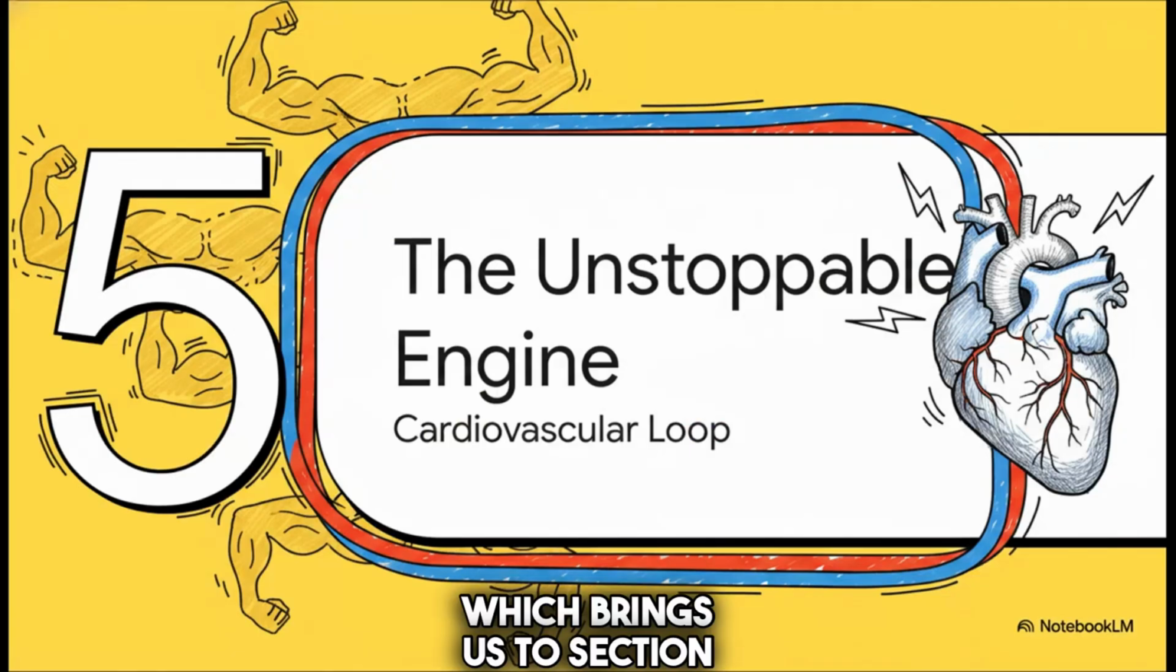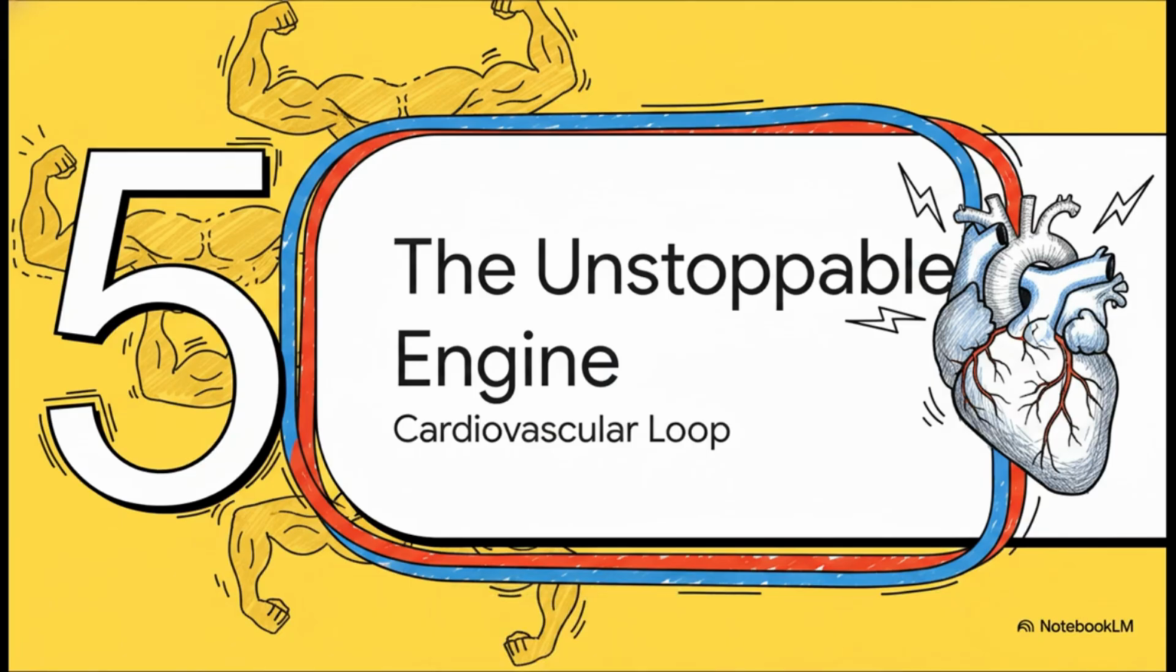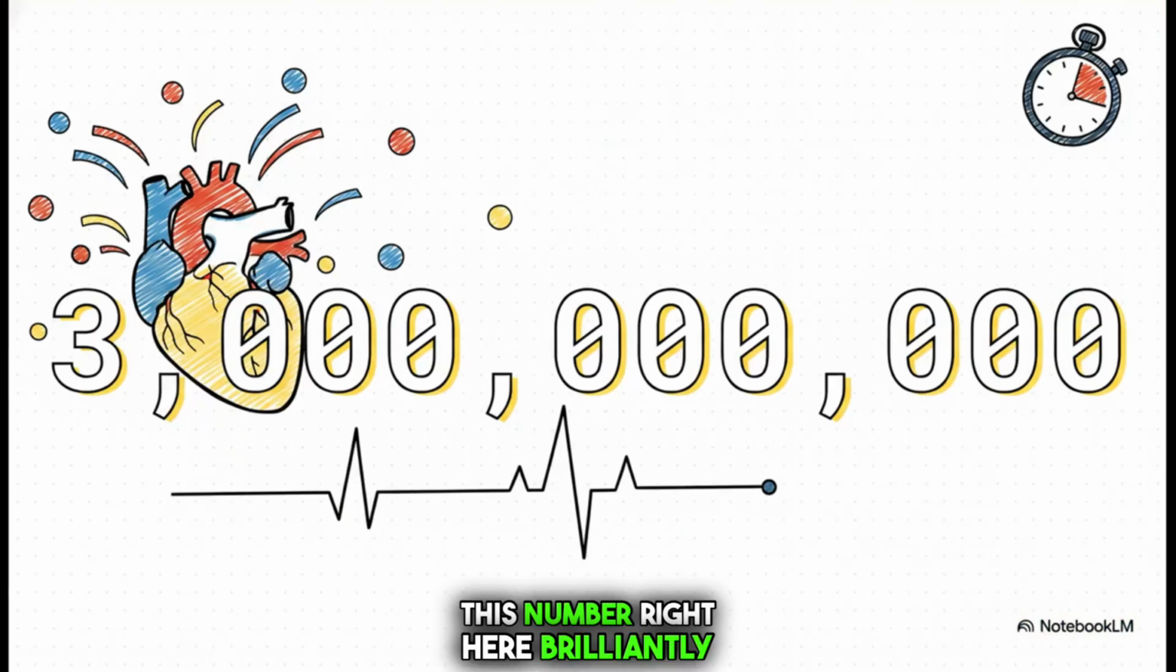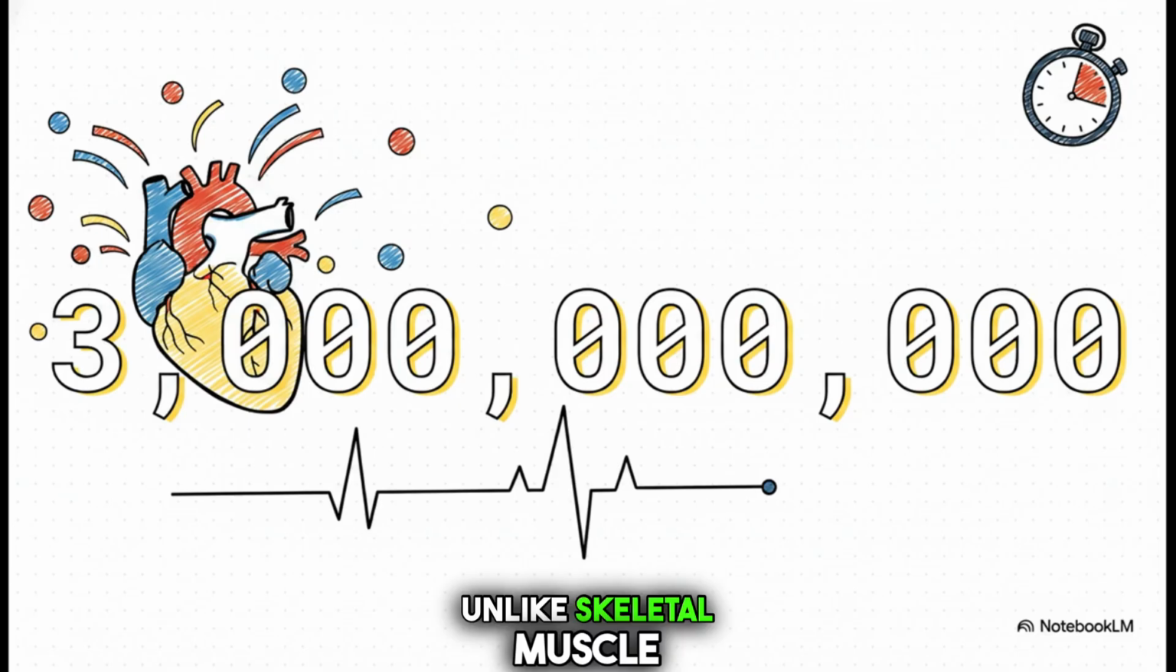Which brings us to Section 5, the unstoppable engine, also known as the cardiovascular loop. Look, your skeletal muscles absolutely get tired, but there is one muscle in this ultimate machine that literally cannot afford to fatigue, and that's the heart. This number right here brilliantly illustrates the power of cardiac muscle tissue. Unlike skeletal muscle, cardiac tissue is built to never take a break. Over an average lifetime, a human heart will beat an astonishing 3 billion times. 3 billion contractions, circulating oxygen, clearing out waste, and delivering nutrients, without ever stopping to rest.